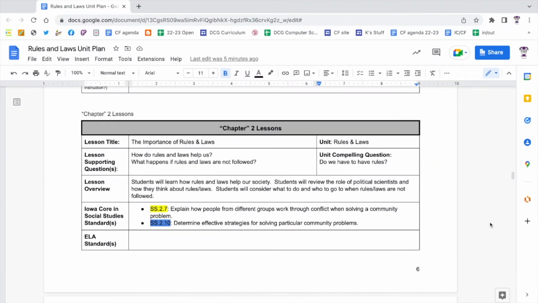Chapter 2 focuses on the importance of rules and laws, so we're learning about how do rules and laws help us and what happens if rules and laws are not followed. We're going to think like political scientists. You can bring back the thinking like a social scientist aspect from the inquiry unit.